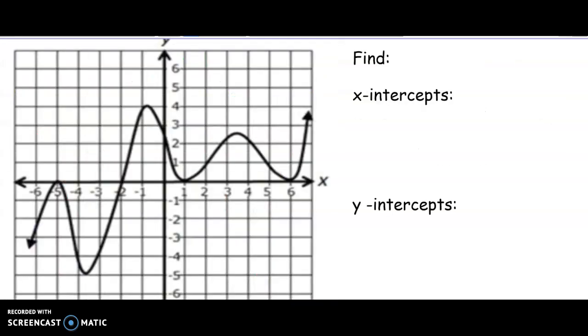Looking at intercepts from this graph, where it crosses my x-axis, here, here, here, and here. So I have one at -5, -2, 1, and 6. Y-intercepts, it only crosses it one time, and I'm going to call that at 2.5.